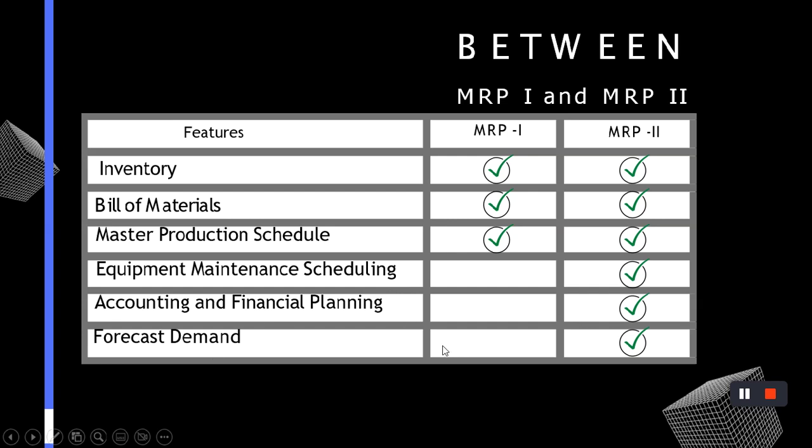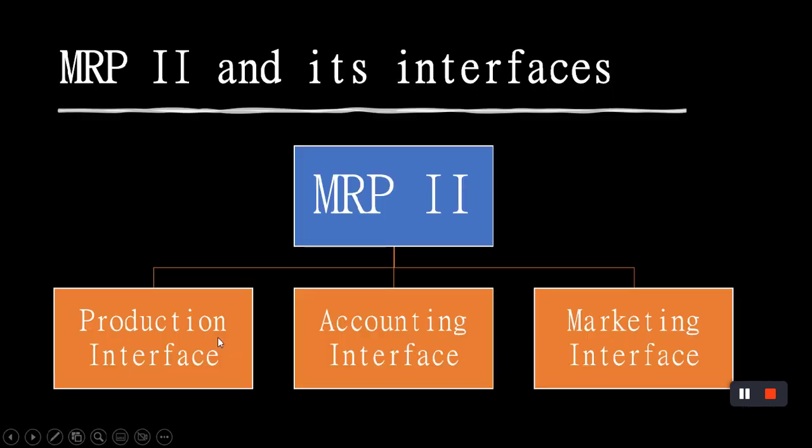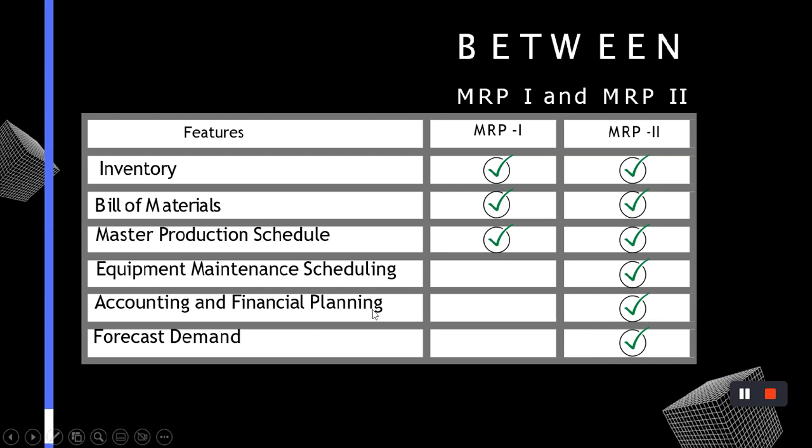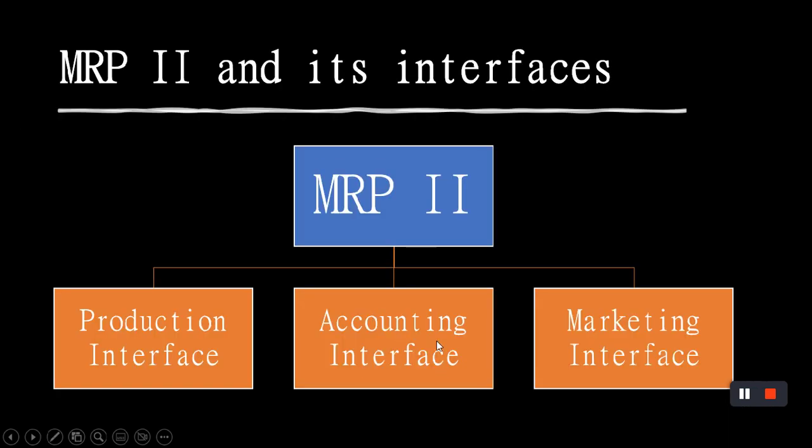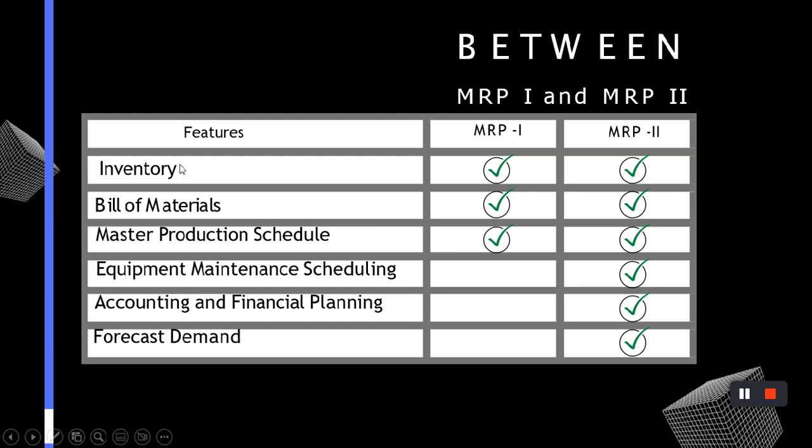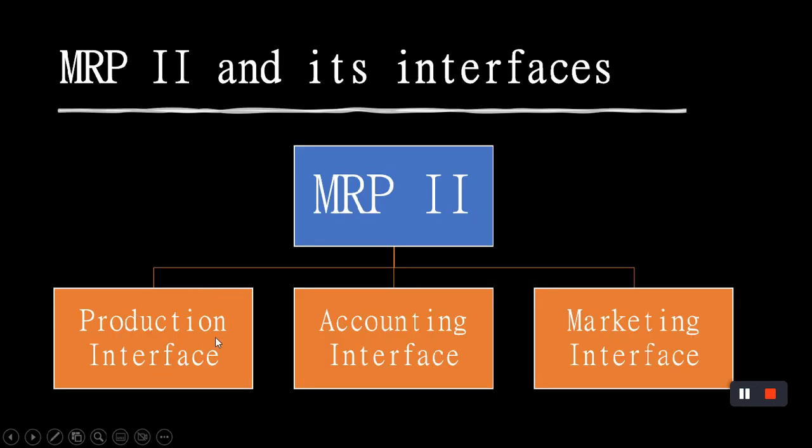So for the forecast demand, this actually refers to the marketing interface, while accounting and financial planning refers to the accounting interface, while all others, the inventory, bill of materials, master production schedule, and the equipment refers to the production interface, right?